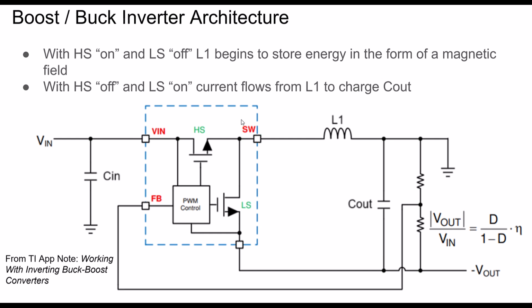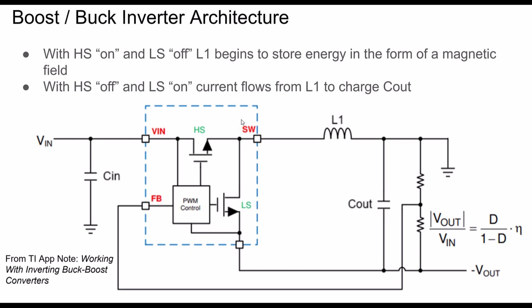Okay, so I'm going to make an assumption that the folks watching this have a little bit of an understanding of a DC to DC converter and they understand boost and buck. So this buck-boost inverter architecture, which once again is going to create a negative voltage, not a positive voltage, on the output. I got this image from TI. They have an app note called Working with Inverting Buck-Boost Converters. So I'll provide a link to that as well if you want more information.